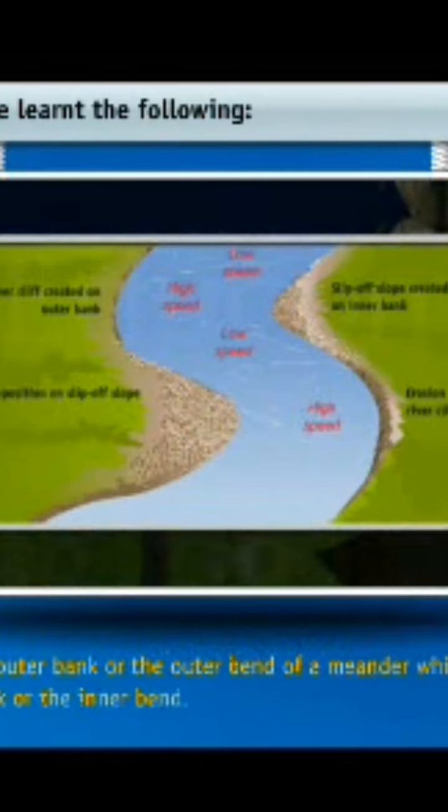In this module, you've learned the following. Oxbow lakes are formed when a meander gets cut off from the main river channel. Erosion takes place at the outer bank or the outer bend of a meander, while the eroded materials are deposited at the inner bank or the inner bend.